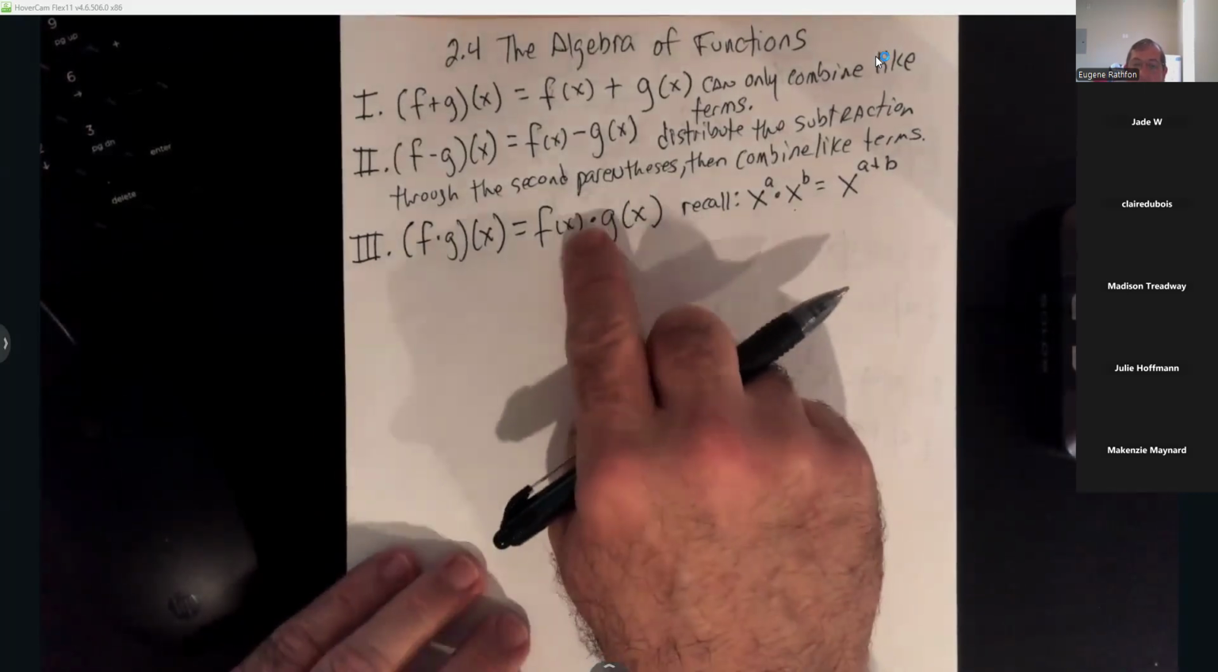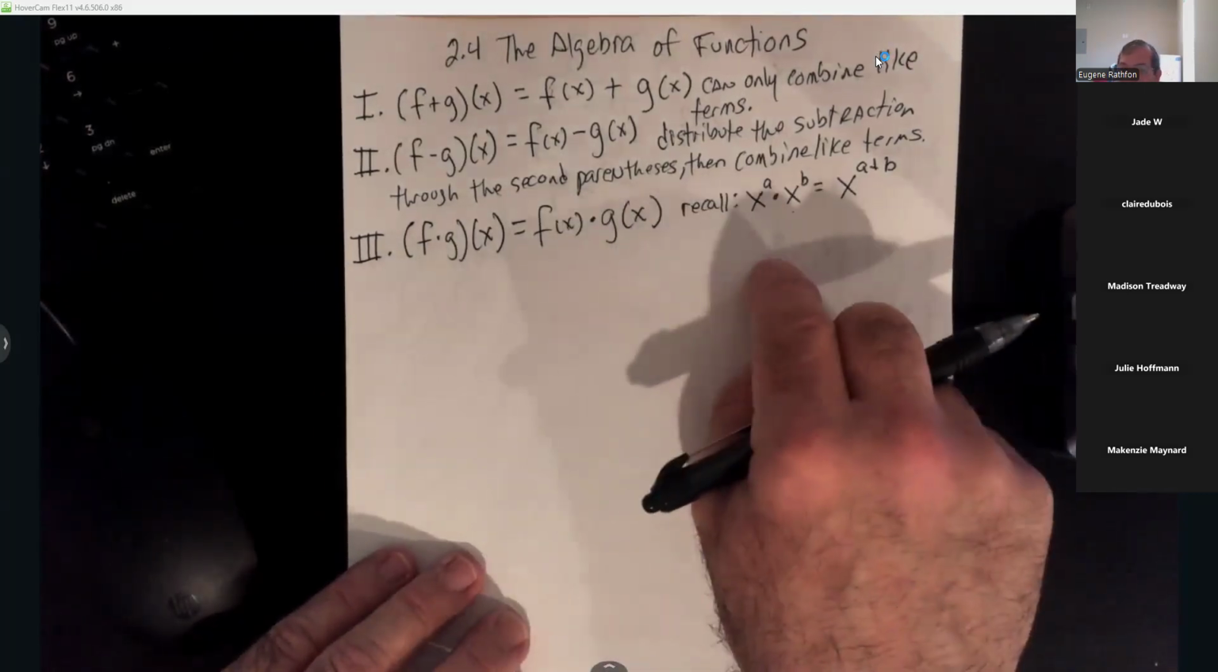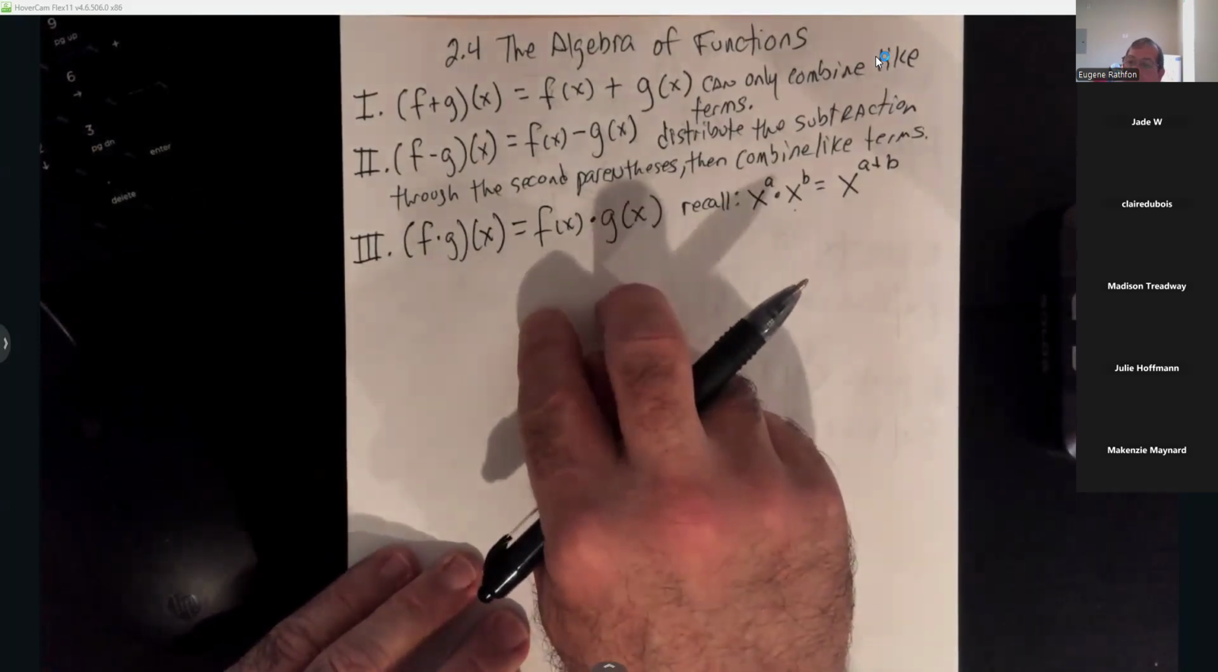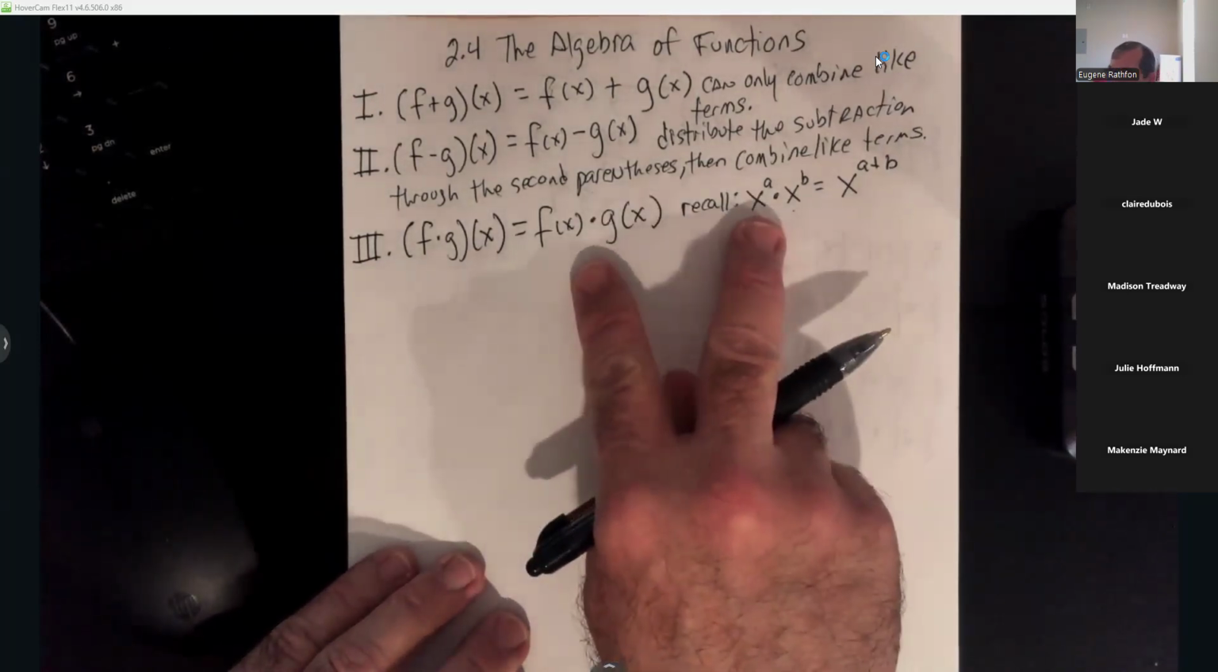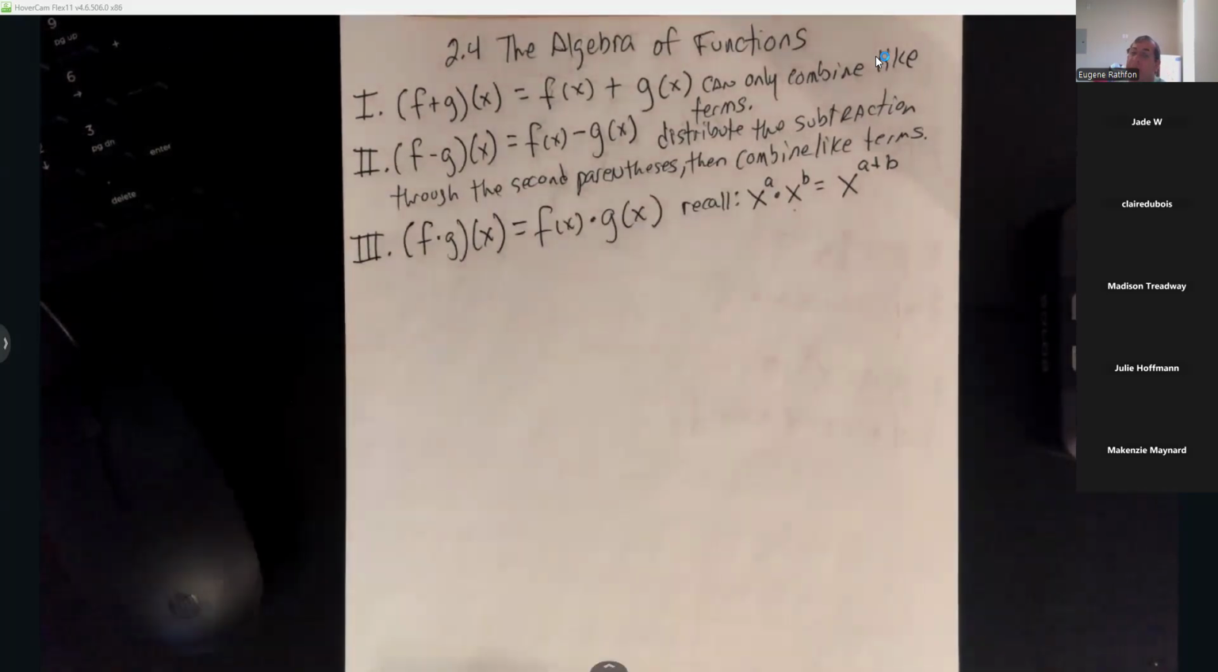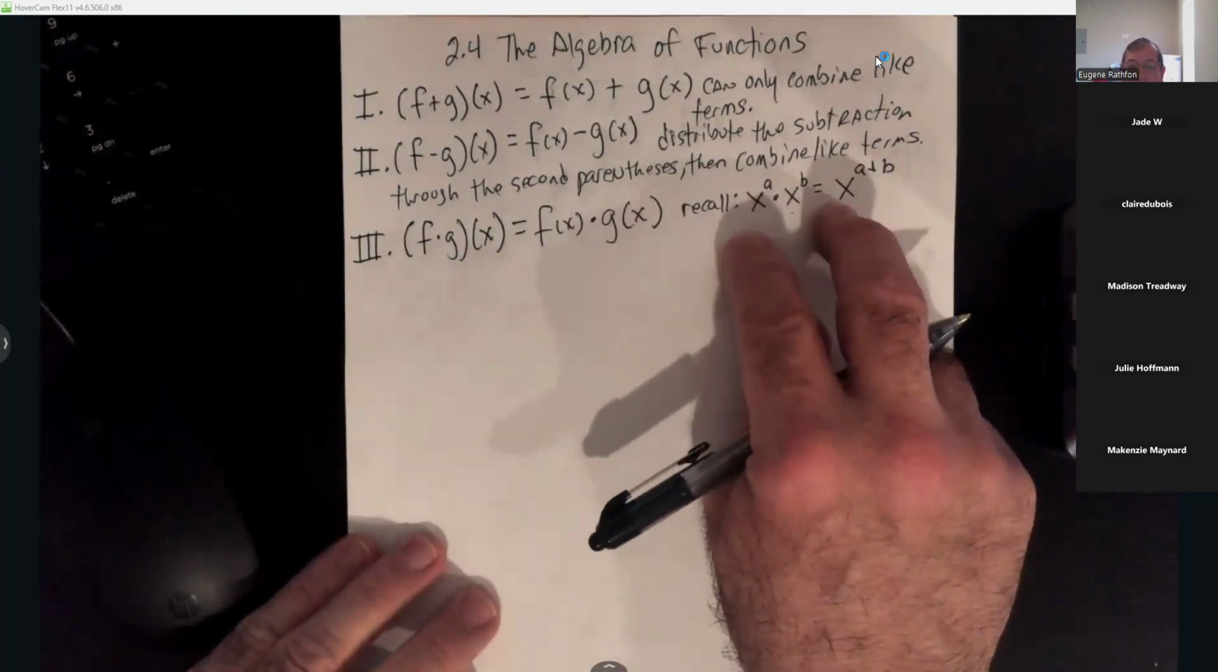Now, multiplying might be distributing. It might be foiling. So some of these we're going to have to actually foil. And then all kinds of fun stuff, okay?